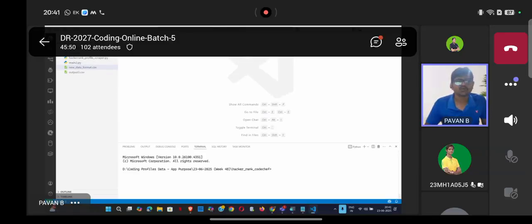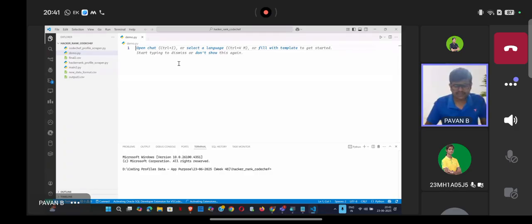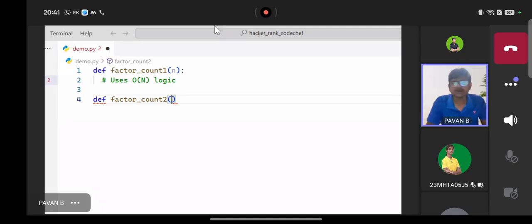So first let me take one program. Let's call this demo.py. In this program, I would like to use 2 functions. The first function is factor count 1. This function takes n. It counts factors, but in a brute force way. Brute force means it uses order of n logic. The next function is define factor count 2. Factor count 2 of n also finds the factor count, but this uses order of square root of n logic.